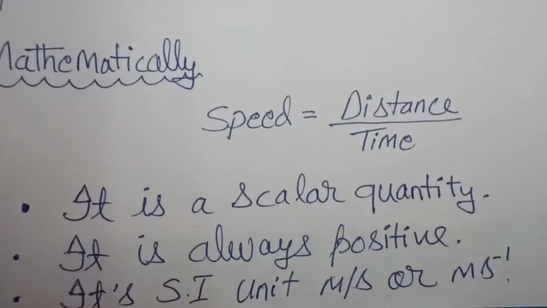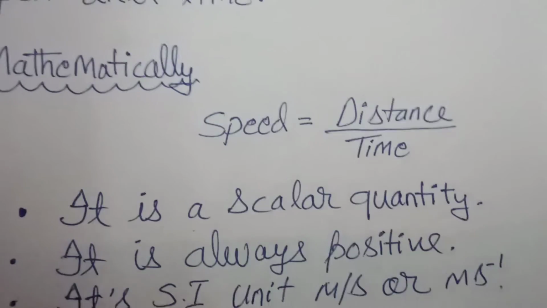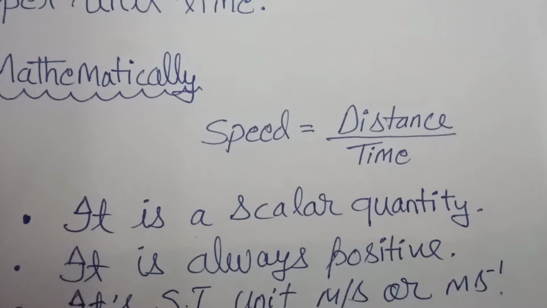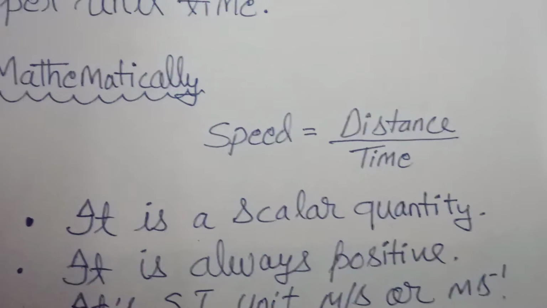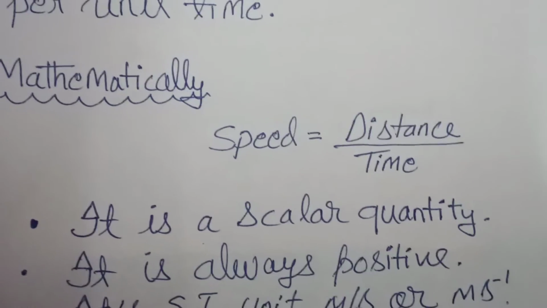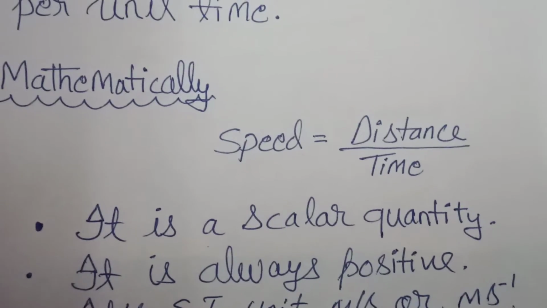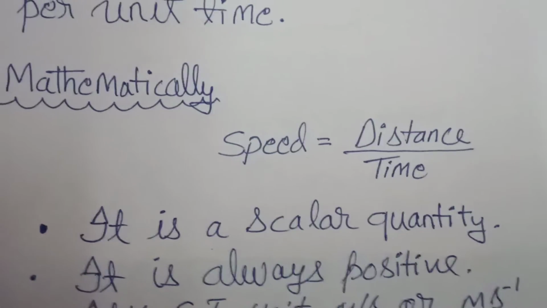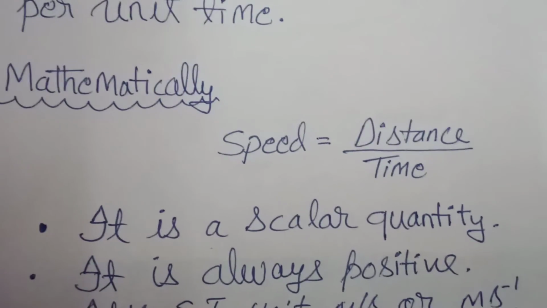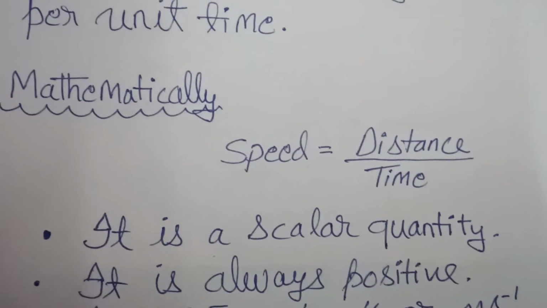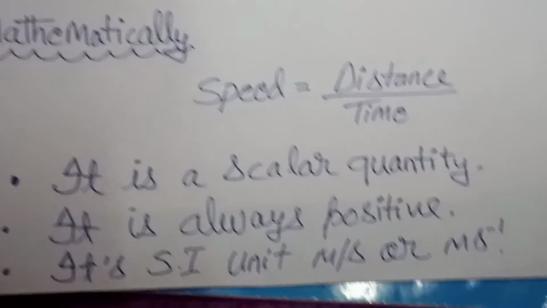And point number 2 is telling us that it is always positive. That means speed is always positive. It will never be negative or zero. How come? Because distance is always positive. We have studied in our last lecture 2 that distance is always positive. So if distance is always positive, then of course speed will also be positive.